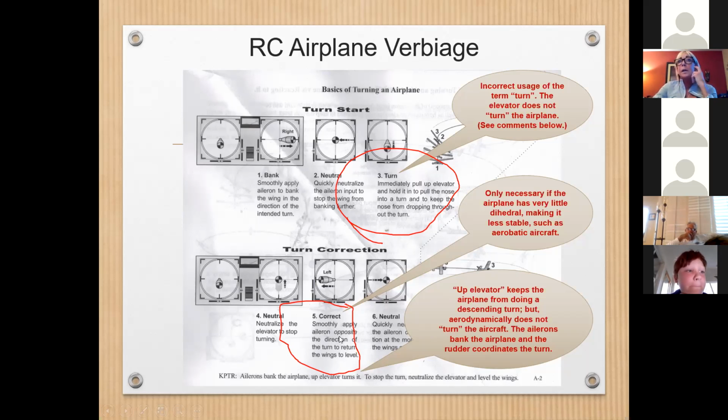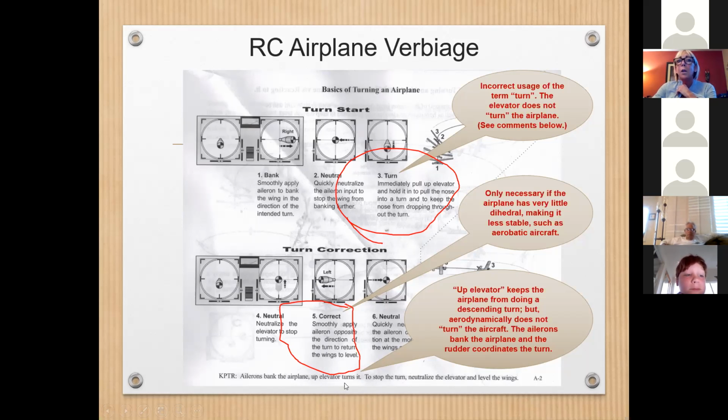I know that this has been coming up, and when Don came home and said that, and Don's an instrument rated pilot, so he's been through quite a few courses for flying, it didn't make sense to either of us. So that's why I wanted to bring that in here. Once again, at the bottom of here, the author says, ailerons bank the airplane, up elevator turns it. So we want to just dismiss this, because ailerons bank the airplane, which is turning it. The rudder coordinates that turn. The elevator just keeps the nose from dropping.